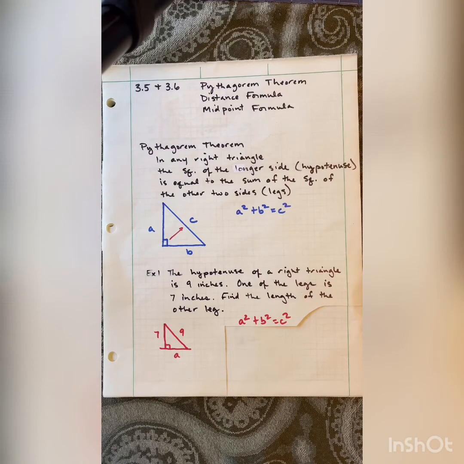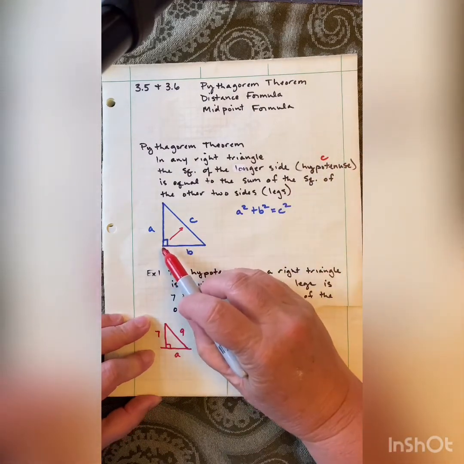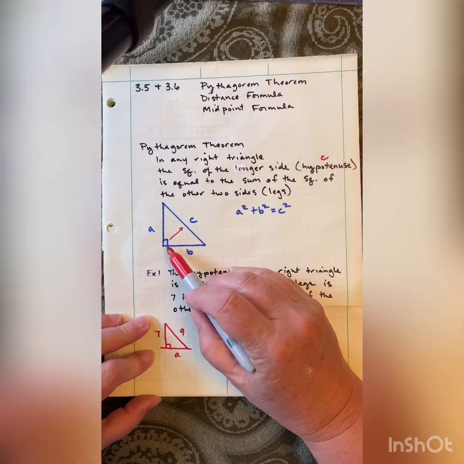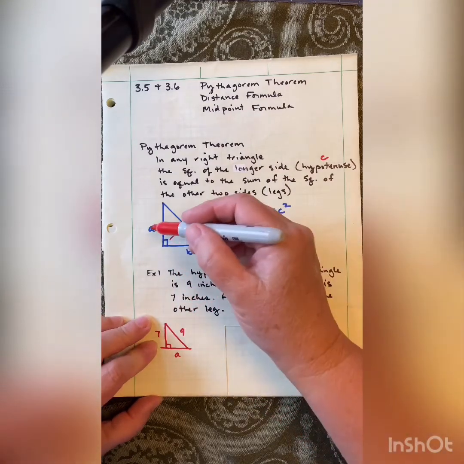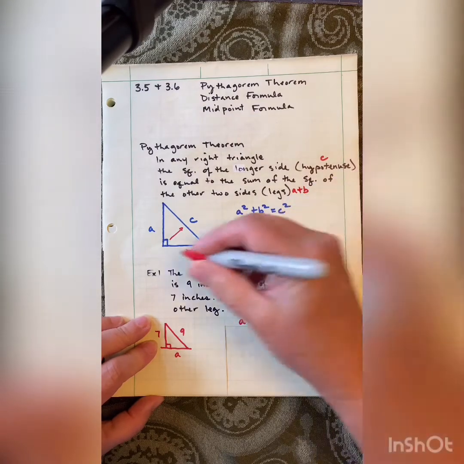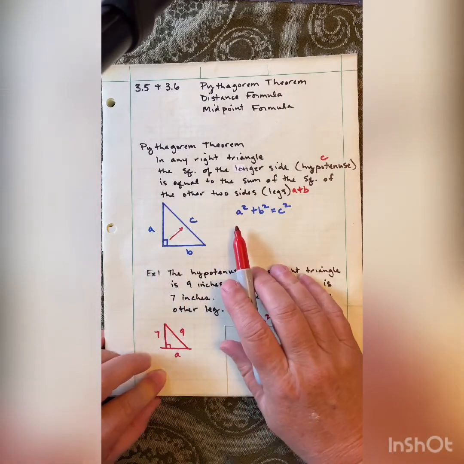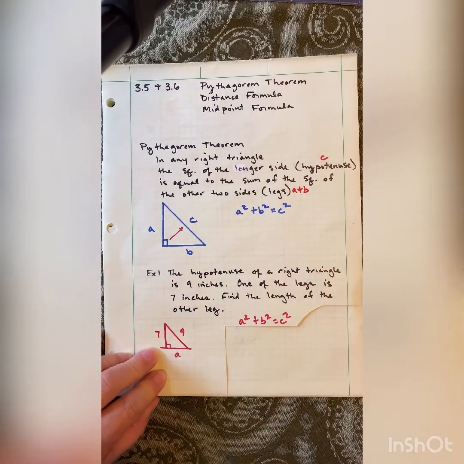The Pythagorean theorem states that in any right triangle, the square of the longer side, which is the hypotenuse, is equal to the sum of the squares of the other two sides, which are the legs. So the hypotenuse here is C, and it is the one that is always across from the right angle, or the 90-degree angle. A and B are the legs, and they can be interchanged. It doesn't matter which one is A and which one is B. So the Pythagorean theorem is A squared plus B squared equals C squared.